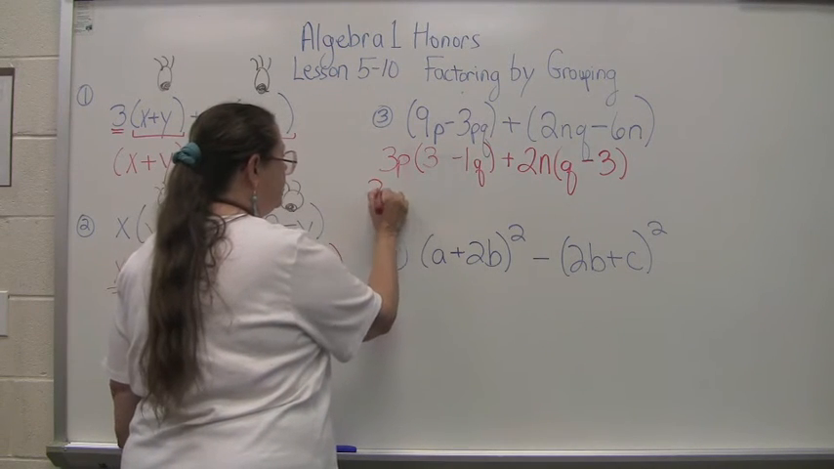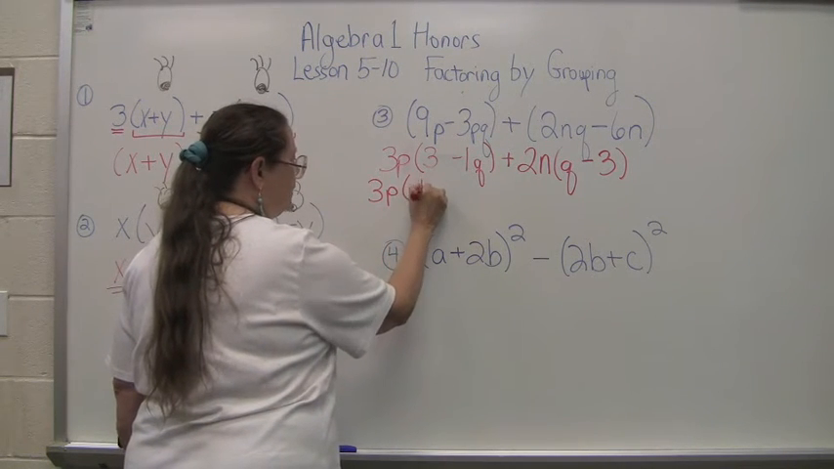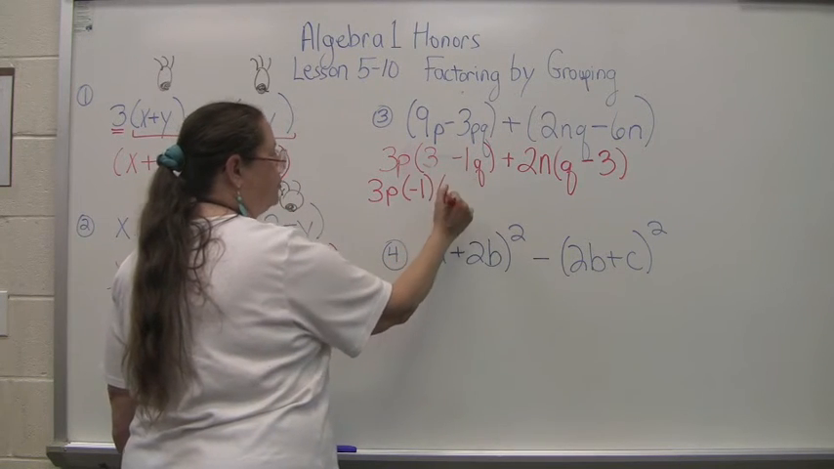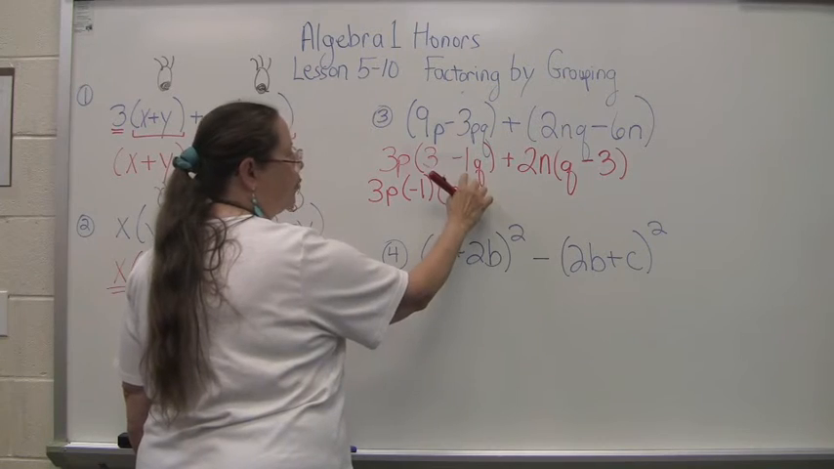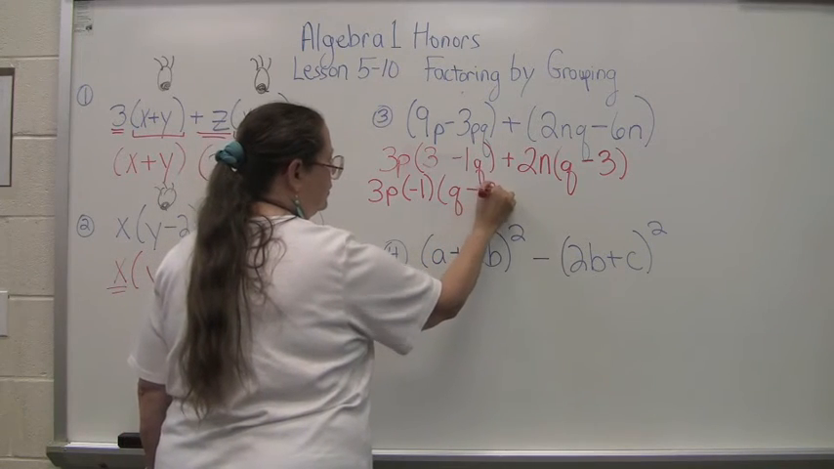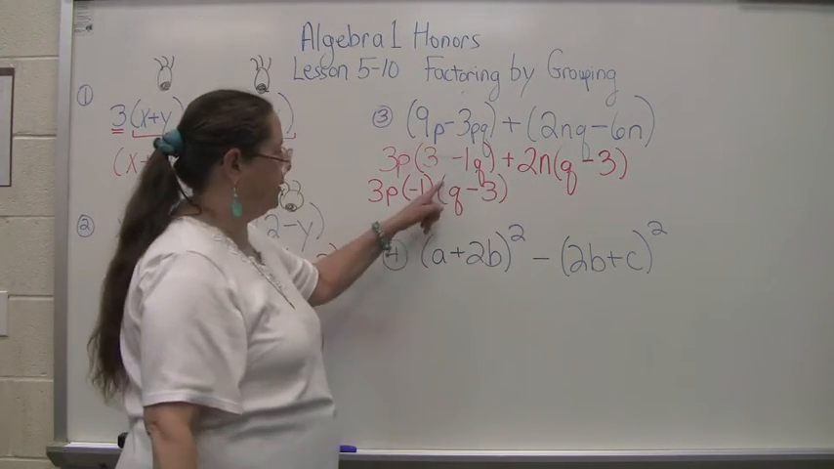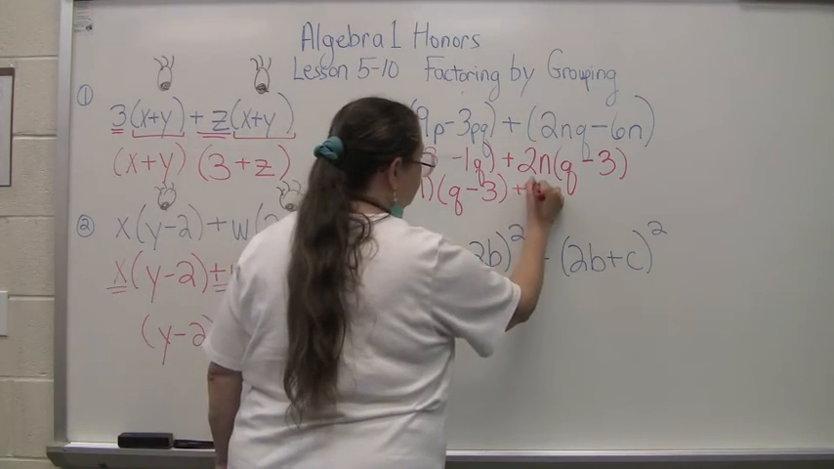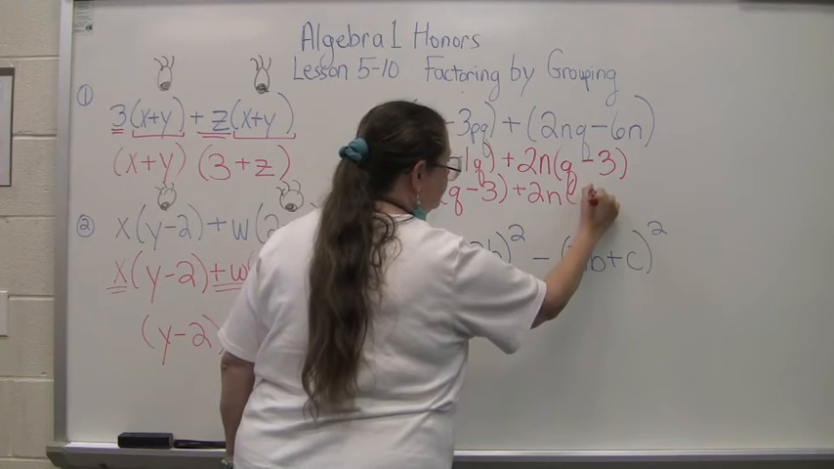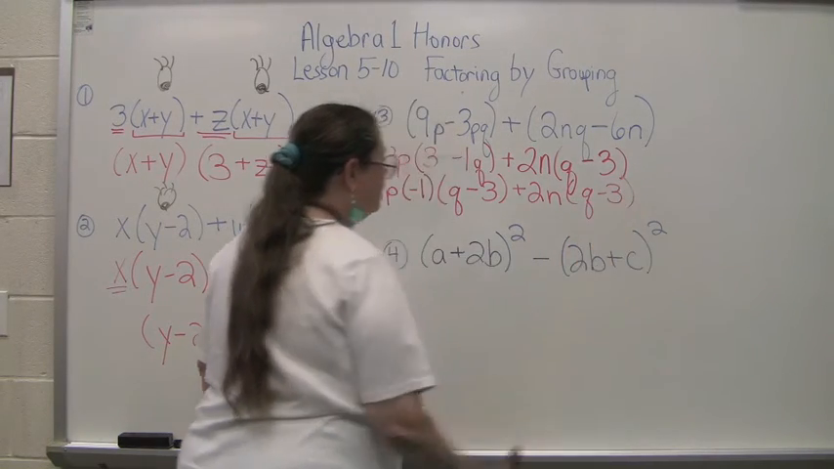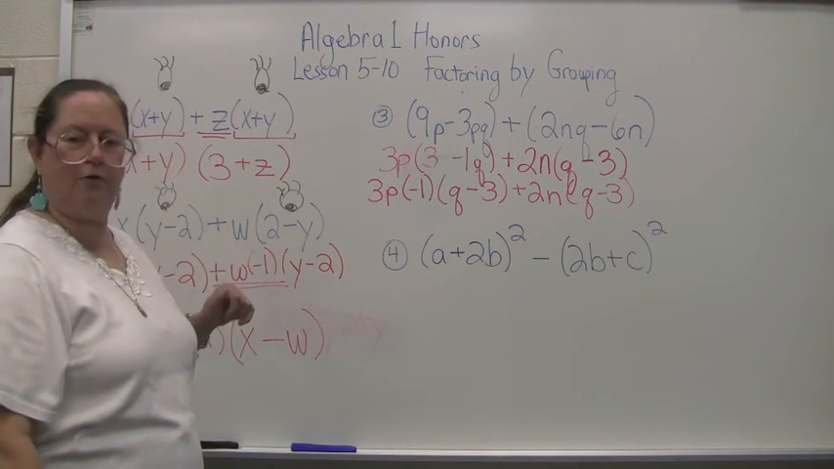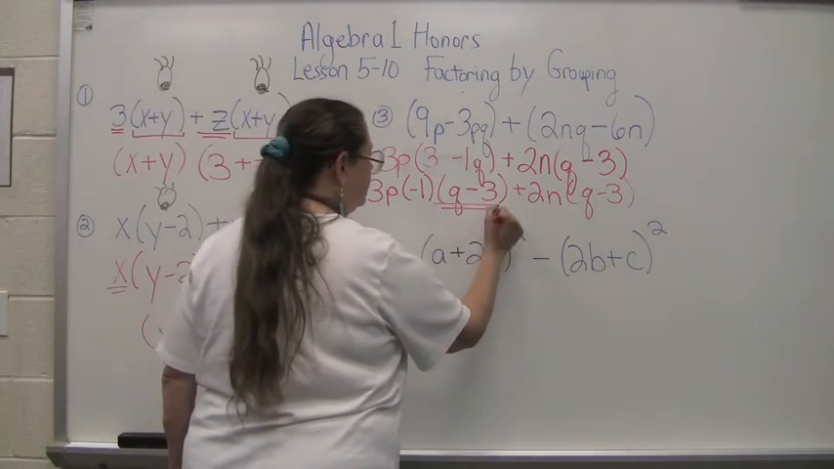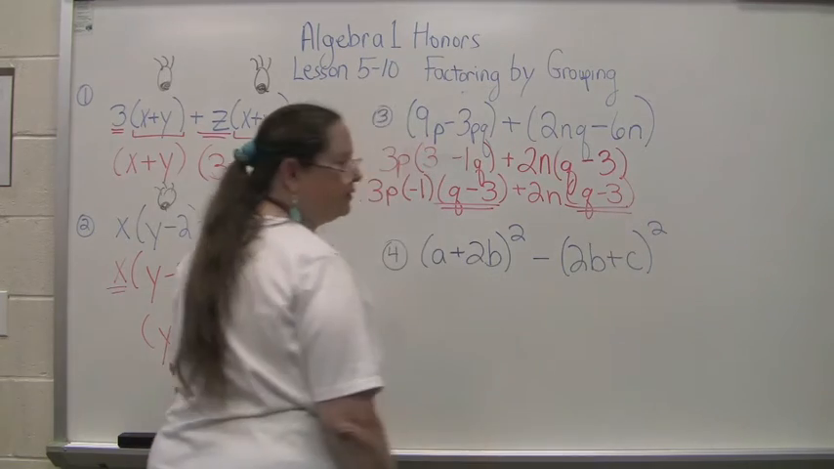So I have 3p times minus 1, and then my 1q and my 3 are going to switch. And I'm going to drop the 1 in front of the q. And I can put the 1 back here, or I can drop it. Now, over here, then I have 2n times q minus 3. Now I've got an element that is exactly the same. My q minus 3 here, and my q minus 3 there.